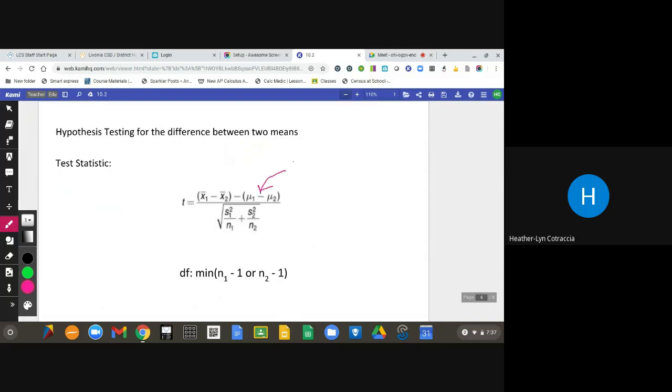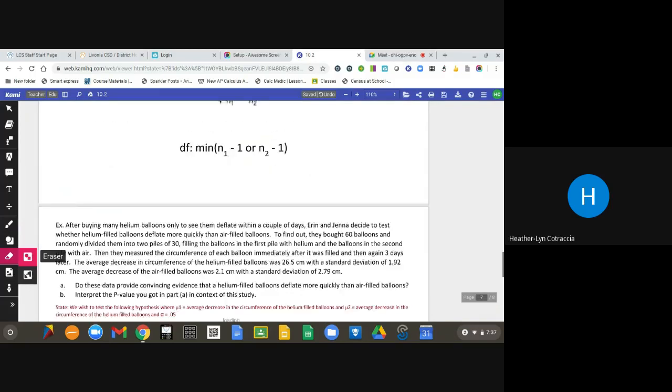This right here, the hypothesized difference is always 0, so that part is easy. You're just going to subtract the two means, and then divide it by the standard error, and the standard error is the standard deviation of the first one squared over n1 plus the standard deviation of the second one squared over n2. All on the reference paper, no big deal there. Down here, for your degrees of freedom, it's the minimum of n1 or n2, whichever one's smaller, and then minus 1. And again, that's all on the reference paper, so nothing that you need to memorize.